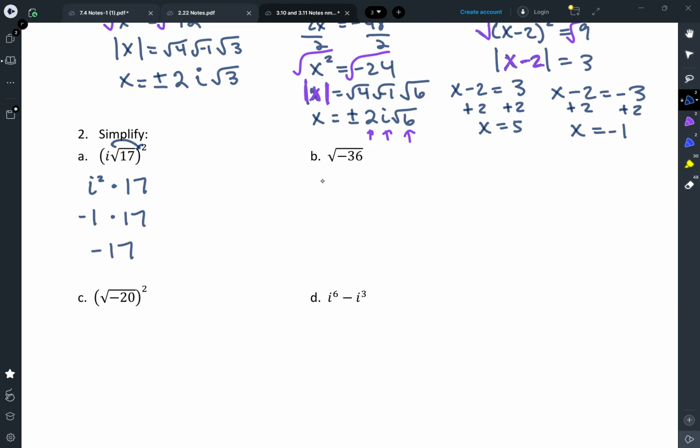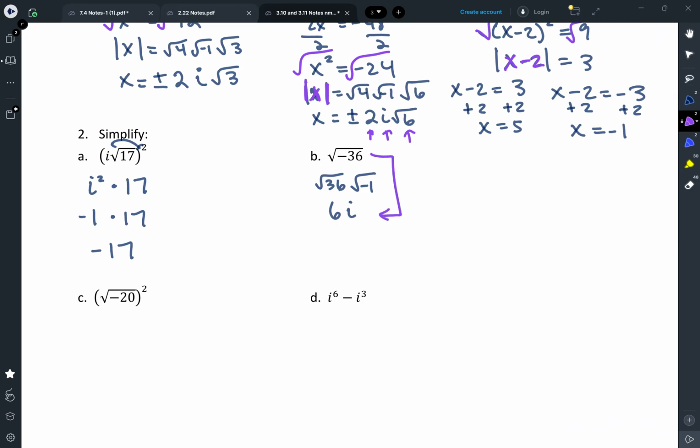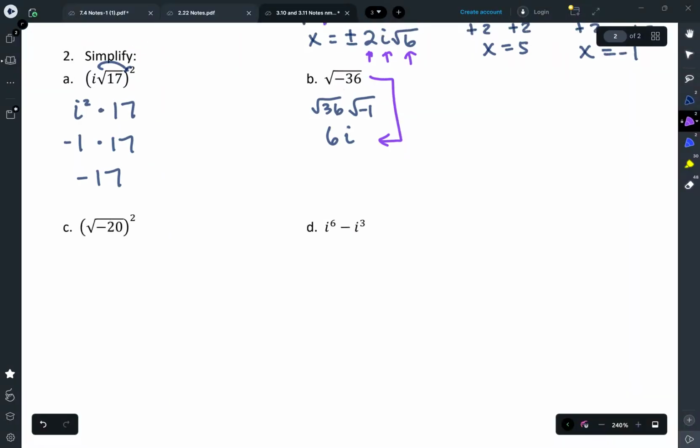On the next one, you could just go directly to the answer, but I was just going to write that this is the square root of 36 times the square root of negative 1. The square root of 36 is 6. Square root of negative 1 is i. Again, you could go directly from root negative 36 to 6i. It is okay to not show work on those. I just want to make sure that you understand how we're getting that. On the next one, square and root cancel, so my answer is just negative 20.